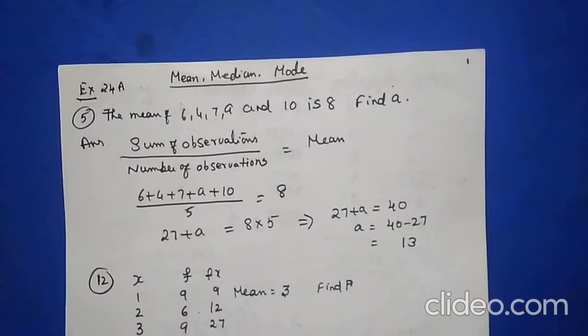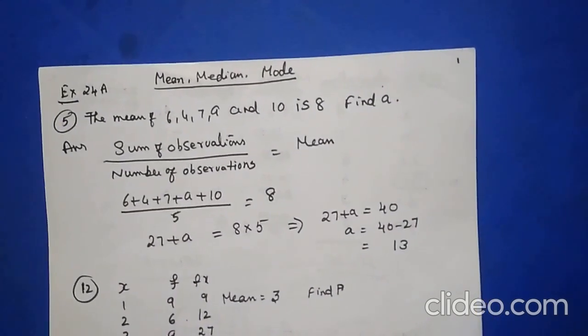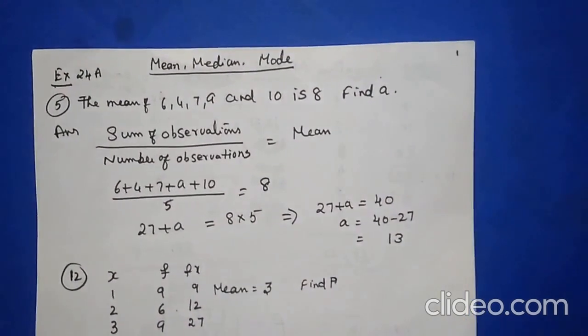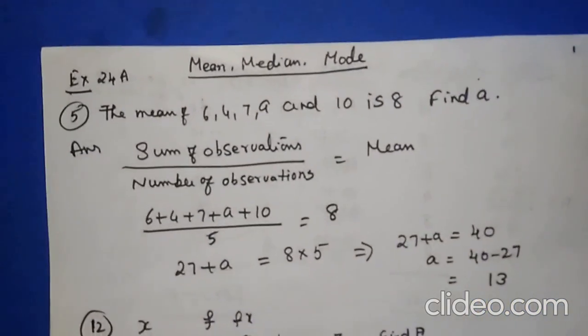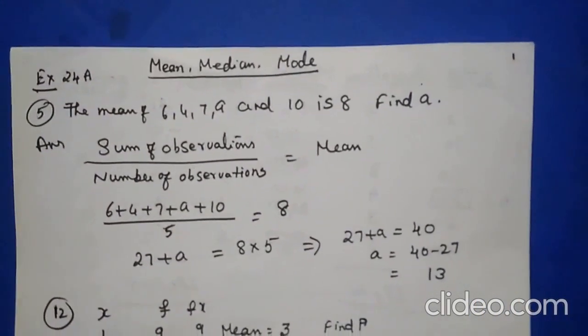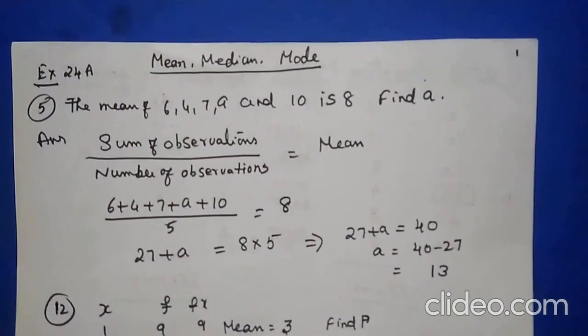Therefore, 6 plus 4 plus 7 plus a plus 10, divided by the total number of observations, 5, is equal to 8. Therefore, 27 plus a is equal to 8 into 5. 27 plus a is equal to 40. a is equal to 13. In this way, you have to find the unknown.